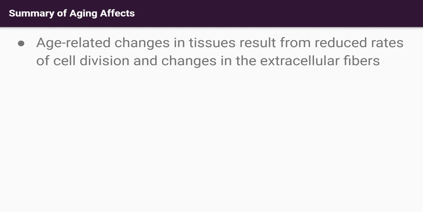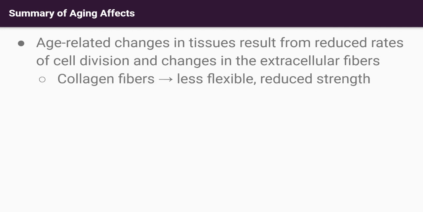So number one, first of all, we start having less cell division. And with less cell division, we're producing less tissue and fewer of those extracellular fibers. So that's obviously going to change the composition of the tissues. This causes our collagen fibers, remember that collagen's our major structural protein, to become less flexible and not as strong.